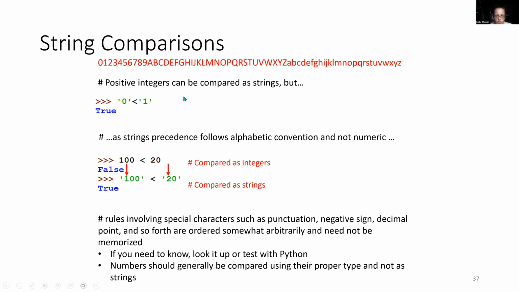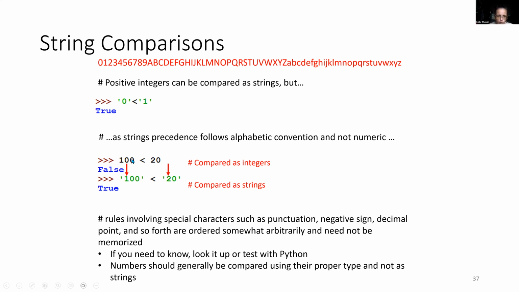We also have the positive integers to be compared as strings. So it's possible to compare numbers as strings, but this is really not something you want to do. So let's see what's going to happen when Python tries to do this. So you say the string 0 comes before the string 1. So here they are, and that's true. And as string precedence follows the alphabetic convention and not numeric convention, it will left justify them, and it will start with the leftmost character.